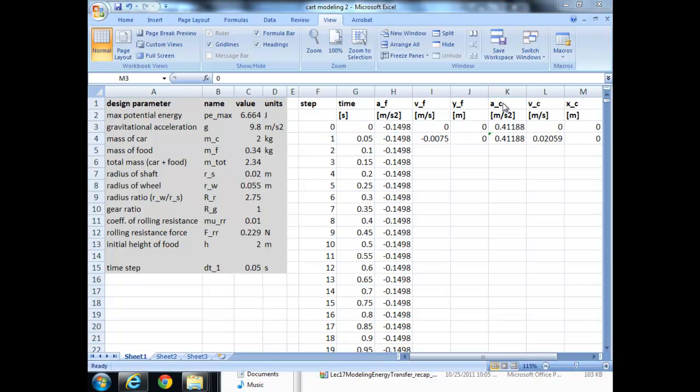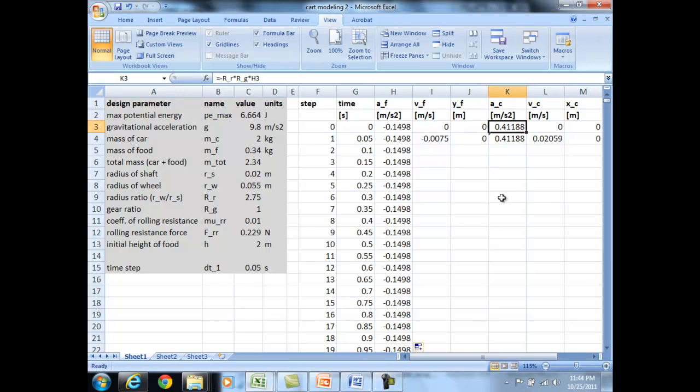Okay, now let's take a look at the section of the worksheet that corresponds to the car. So we've got acceleration of the car, velocity of the car, and position of the car. For the acceleration of the car, we've entered an equation that refers to a sub f in column H, so that's quite simple. Basically, we multiply the radius ratio times the gear ratio with a minus sign times a sub f to get a sub c. The initial velocity of the car is 0, and the initial x position of the car is 0, and so that takes care of our initial values.